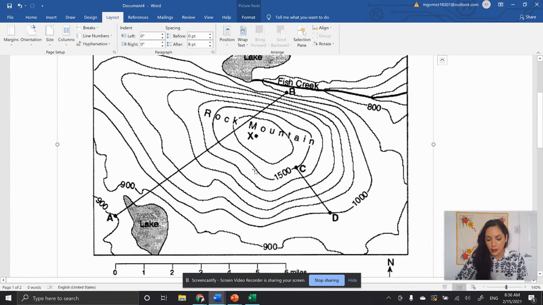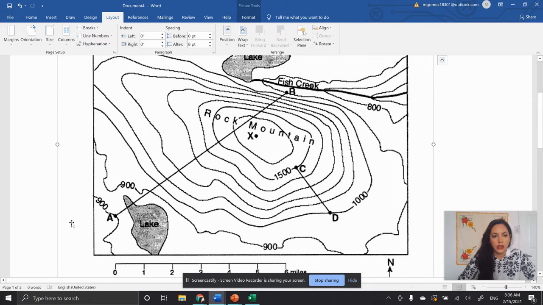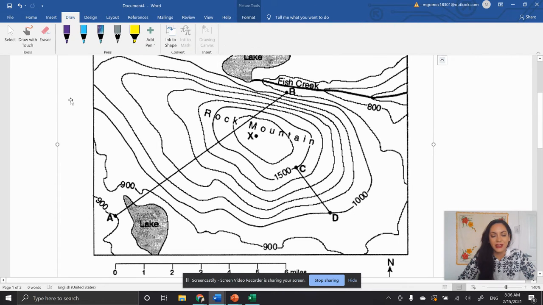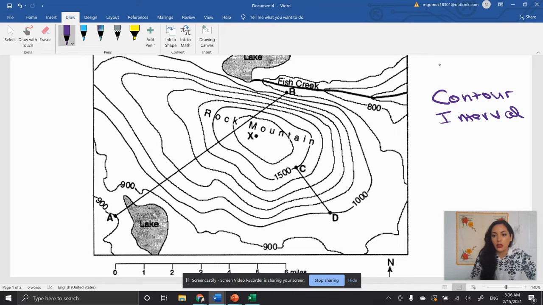So first, like I mentioned, guys, anytime that you have a topographic map, you need to label your contour lines, because that way it's going to be so much easier to answer the questions, especially if there are questions on elevation. So here, remember, we need to figure out first what the contour interval is. Okay, what's the contour interval?